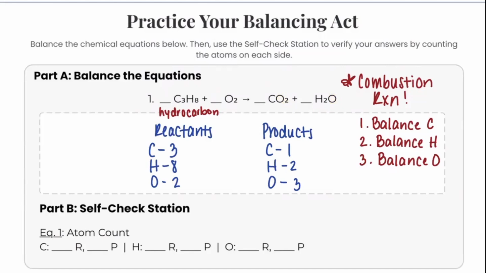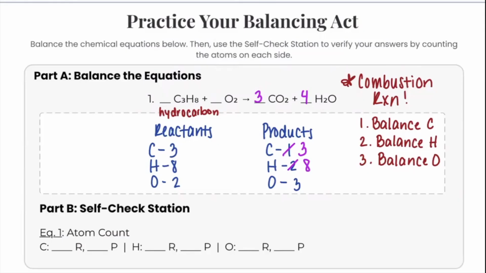The first step is to balance your carbons. We have 3 carbons on the left, so if we add a 3 in front of the CO2, that'll balance out the carbons. Next, balance your hydrogens. We have 8 hydrogens on the left, so if we add a 4 in front of the H2O, 4 times 2 gives us 8 hydrogens.